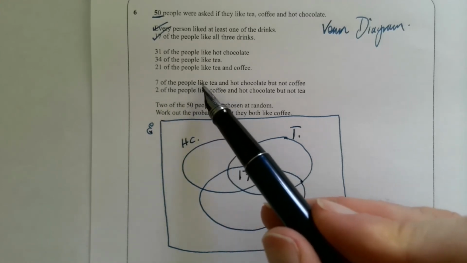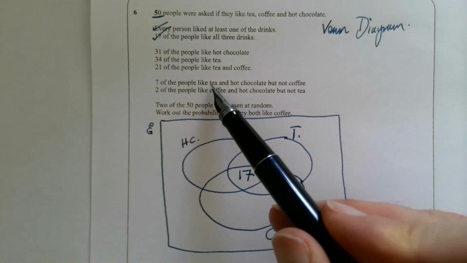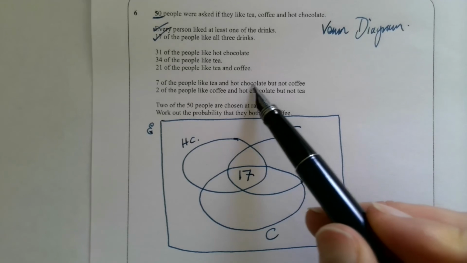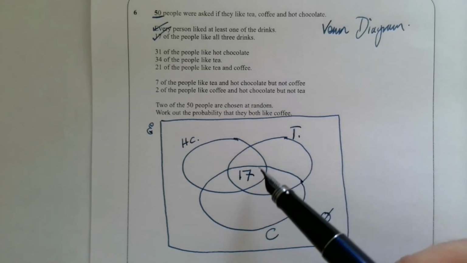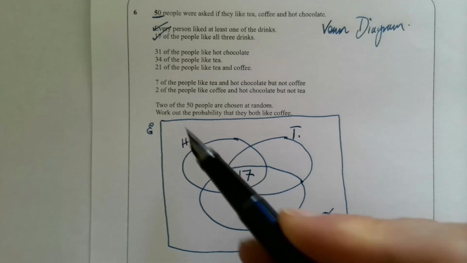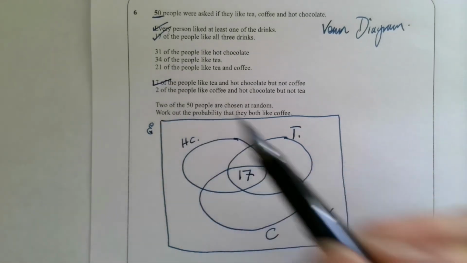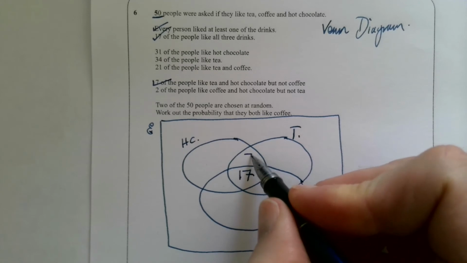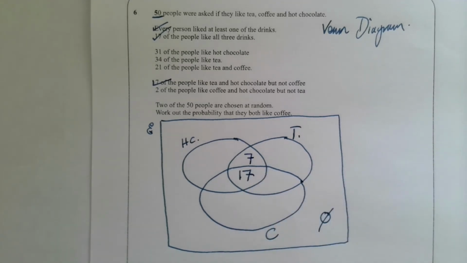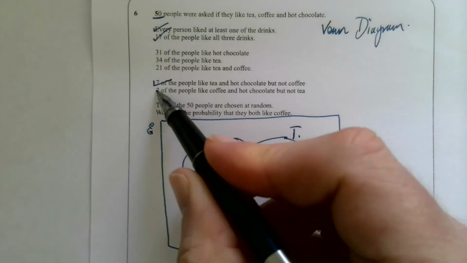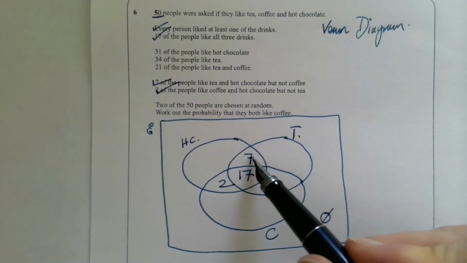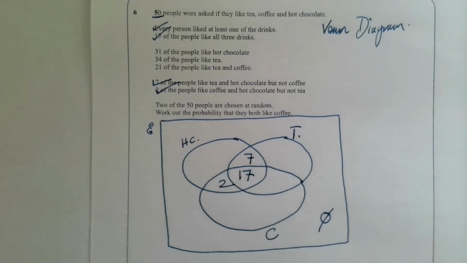It says 7 of the people like tea and hot chocolate, but not coffee. So they're not part of these 17. And it's saying specifically 7 people like tea and hot chocolate, just tea and hot chocolate. So I can put 7 in there. And then it says 2 people like coffee and hot chocolate, but not tea. So coffee and hot chocolate is here, 2 like that. And now I know 3 out of the 4 regions I need for hot chocolate.